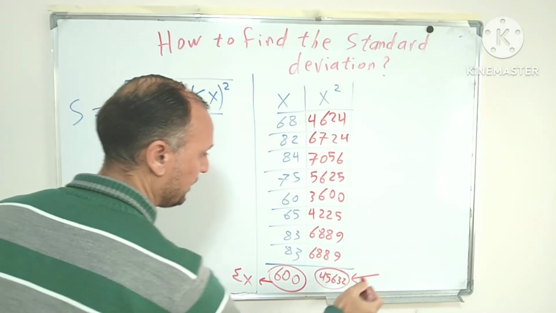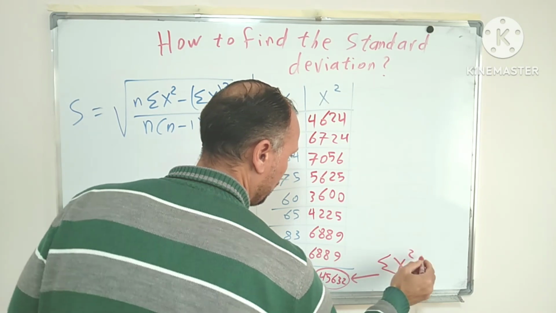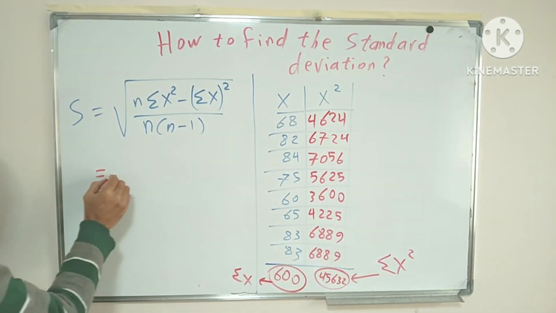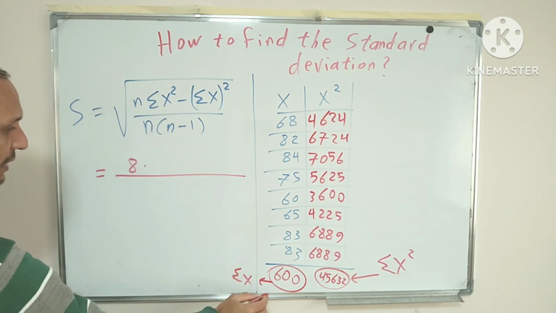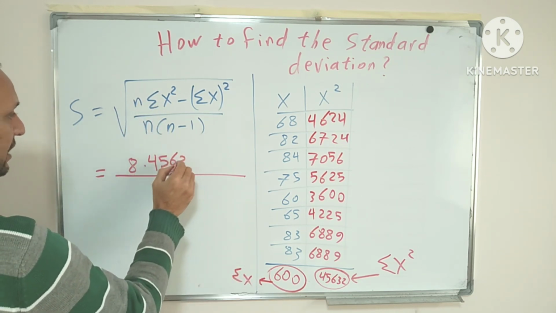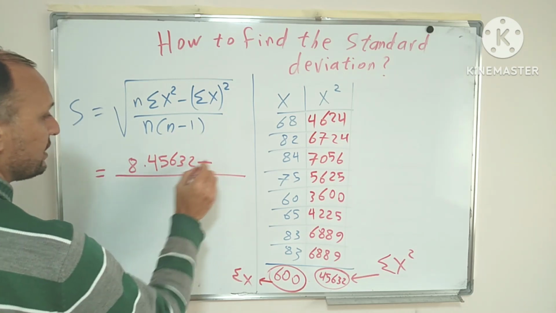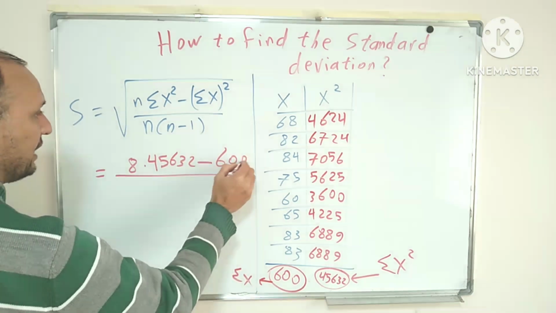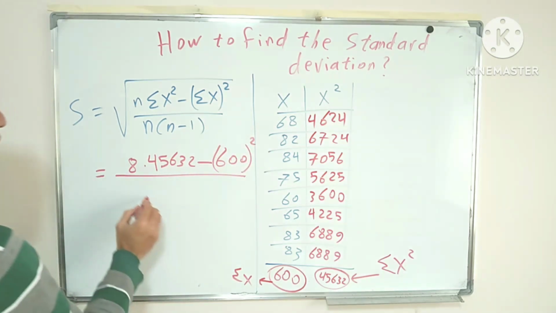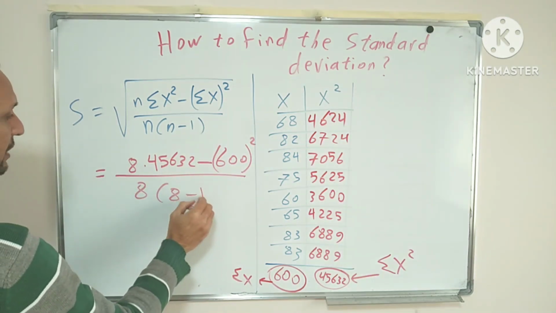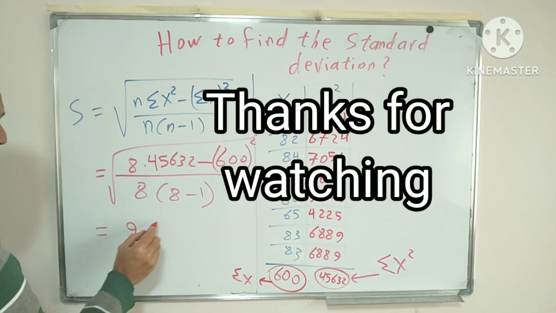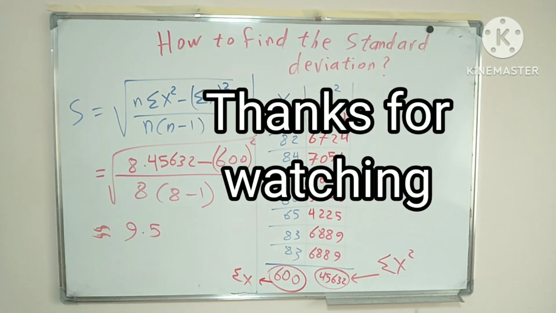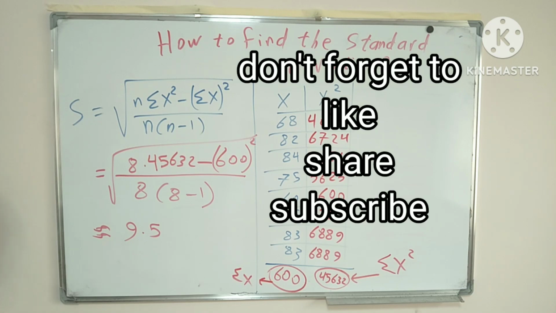Now, after using the calculator to find the square of each of these data, we have to find the summation of these data. This is sigma x squared. Now go to your formula: n is 8, sigma x squared is 45,632, minus sigma x, which is 600, squared over 8, all over 8 minus 1. If you use your calculator to find the value of this formula, it is also 9.5, the same answer as the first formula.